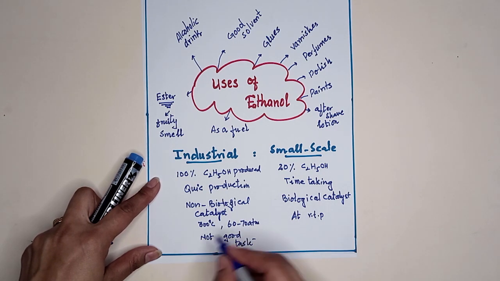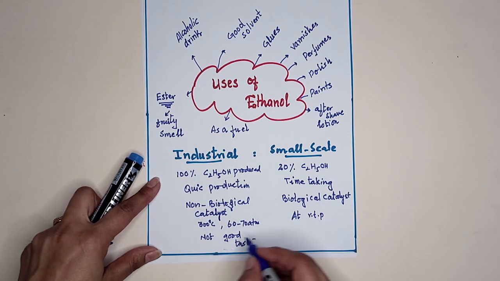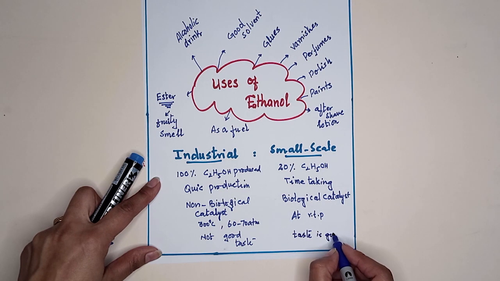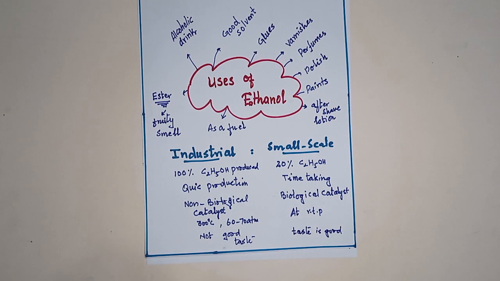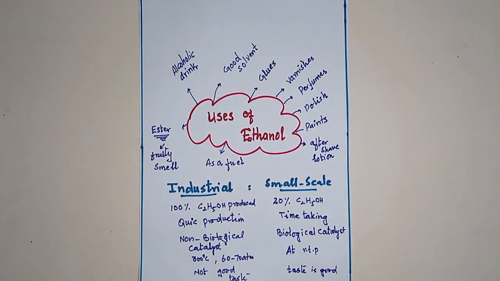If we are going to compare the taste of the production through fermentation with hydration of ethene, then we can say the taste is good as compared to industrial production of ethanol. So this is the way through which you can check and identify the processes of both industrial and small scale. And next we will move towards the past papers to get the maximum practice.